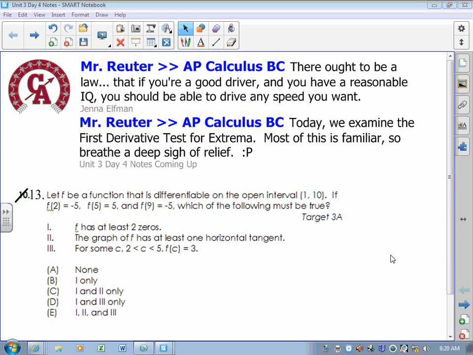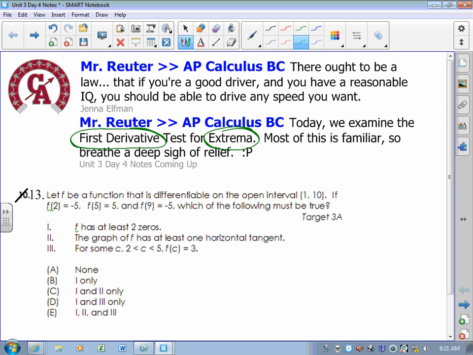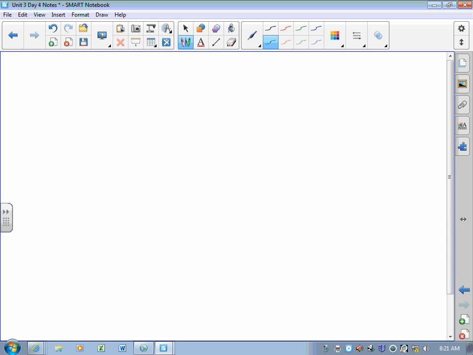Lesson 4 in Unit 3. Lesson 4 deals with extrema, which is something we've dealt with before, and it deals with the first derivative, something we've dealt with before, and it puts the two of them together in a beautiful way. That's what we're shooting for in these next 15 minutes or so.